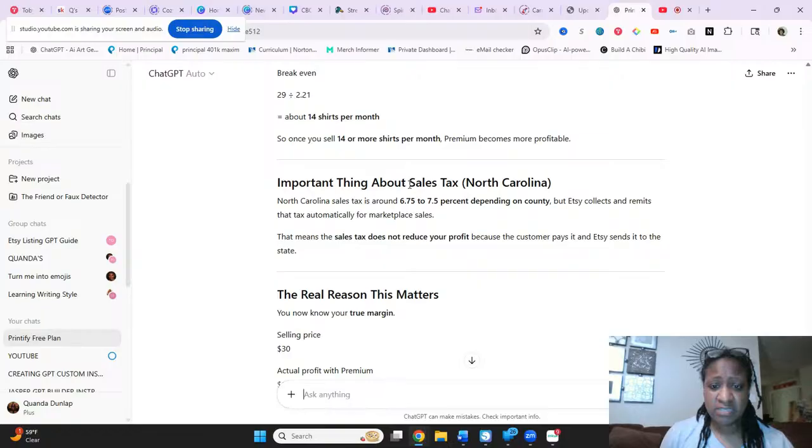Important thing about sales tax in North Carolina. Not everybody's going to be in North Carolina, but if you are in a different state, put your state there. So I'm giving you the prompt so you can go in and type it in yourself so you can have that information, right? Because I'm doing it for myself, because I want to know. I'm just taking you along for the journey.